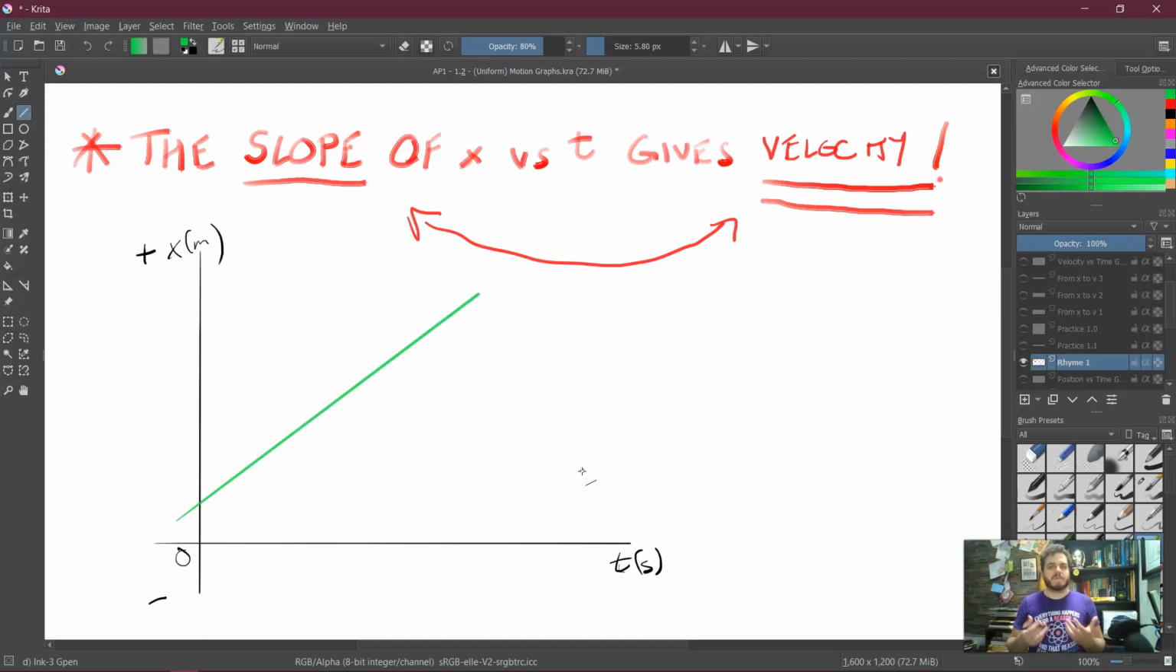So that tells us that the velocity would be constant and it would be positive. So it's not changing and it's moving in the positive direction. Similarly, let's say we had a velocity that looks like this. Well, that is constant but a negative slope. So this object is moving at a constant rate in the negative direction.